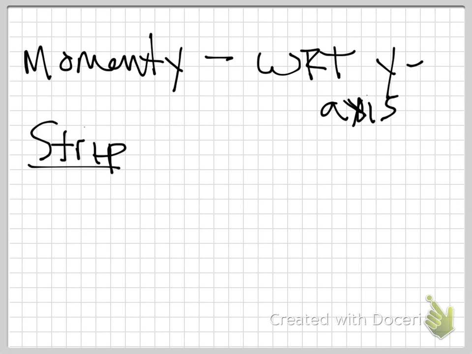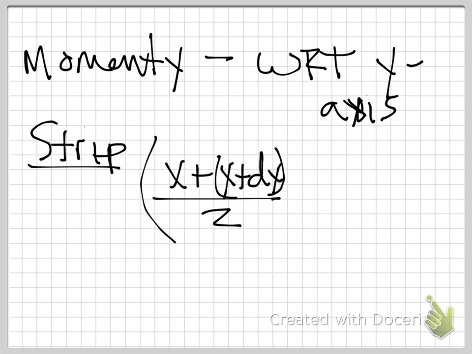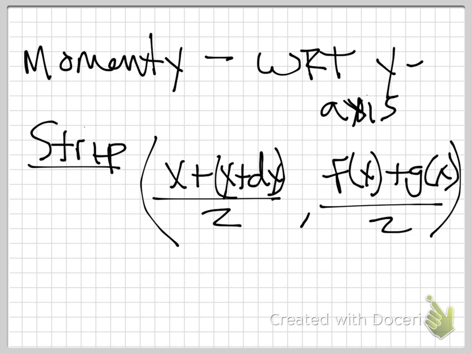So remember that the location of the center of mass of the strip was x plus x plus dx divided by 2, comma, and this was f of x plus g of x divided by 2. We already used the right side of this, the y-coordinate, to figure out the moment with respect to the x-axis. Now that we're dealing with the y-axis, we need to use the x-coordinate like that. So that is the location around the y-axis of where all the mass is located.